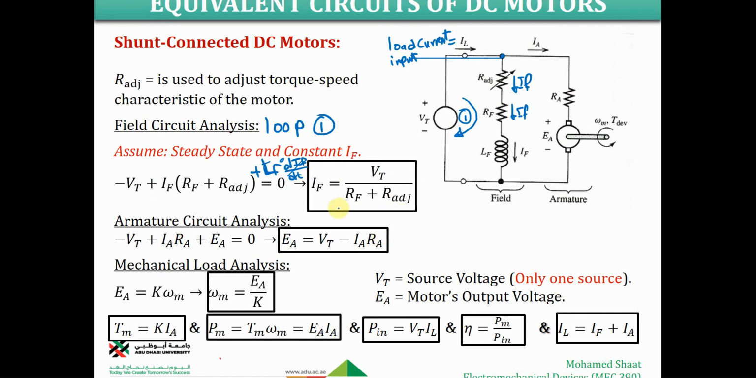Make sense? So anyway, whatever there is R adjusting, it would be zero, it would be with any value. We're gonna end up with a specific value for the field current. This is for this field circuit equation.